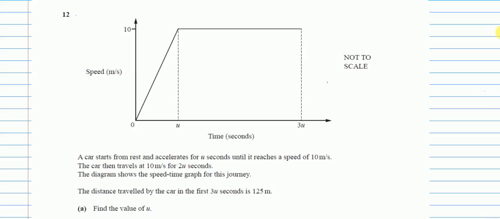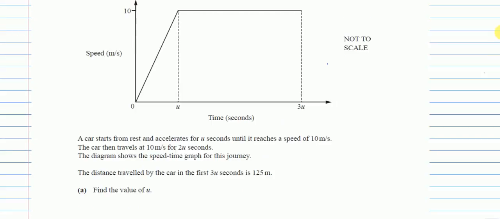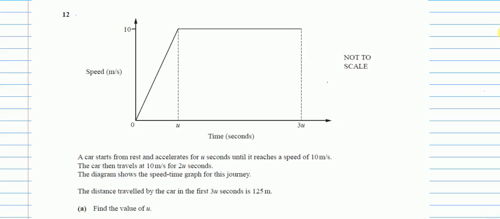I think this looks a little bit tricky. We have 3 marks for it. Let's read. A car starts from rest, meaning from 0, and accelerates for u seconds until it reaches a speed of 10 meters per second. The car then travels at 10 meters per second for 2u seconds, from here to here, 2u seconds. The diagram shows the speed time graph for this journey. The distance traveled by the car in the first 3u seconds is 125. Find the value of u.